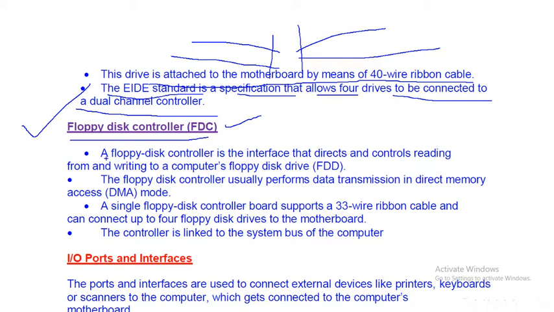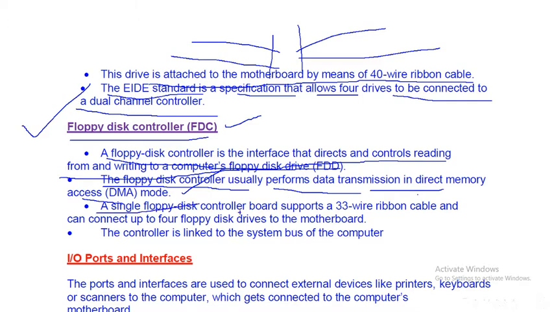So the floppy disk controller is an interface that directs and controls reading from and writing to a computer floppy disk drive. The floppy disk controller usually performs data transmission in direct memory access (DMA) mode. Data transmission is data sending in direct memory access mode. In this mode, data will be transferred.